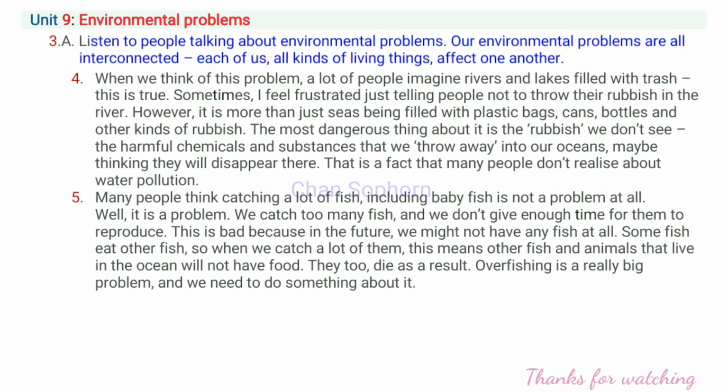The most dangerous thing about it is the rubbish we don't see, the harmful chemicals and substances that we throw away into our oceans, maybe thinking that they will disappear there. That is a fact that many people don't realize about water pollution.